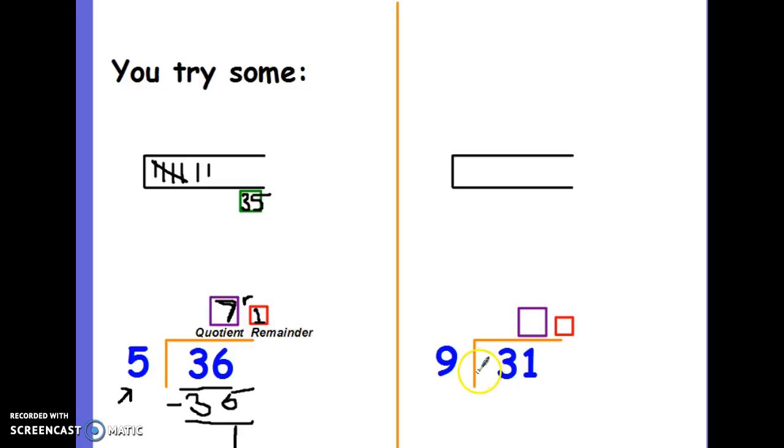Let's take a look at another example. 9 is my divisor, 31 is my dividend. 31 divided by 9. I'm going to skip count by 9 until I get close to 31. Sing the song. Use your tallies and write your answer down.